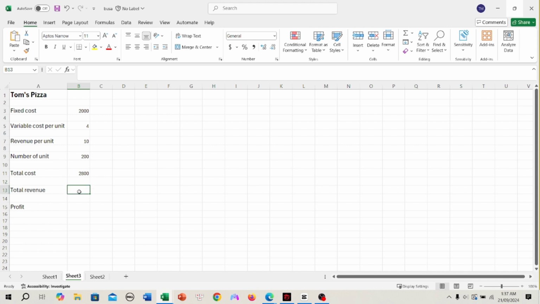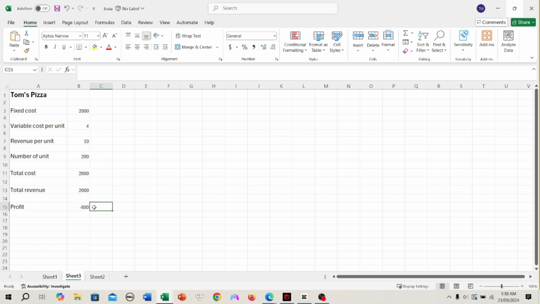And for the total revenue, you take the number of units multiplied by revenue per unit, and you got the total revenue. Profit is total revenue minus total cost. So here, with 200 pizzas with $10 each, Tom's Pizza restaurant illustrates a loss of $800.